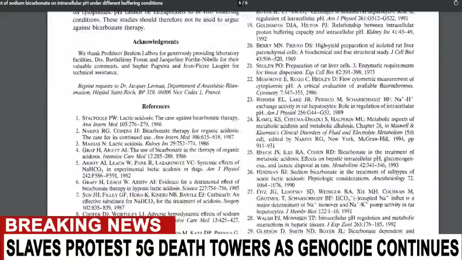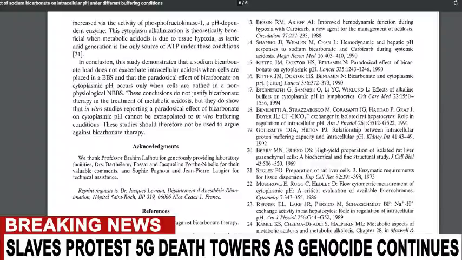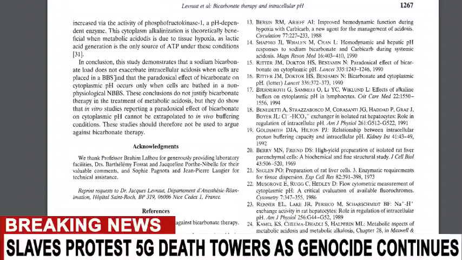In the conclusion, it was basically saying the study demonstrates that a sodium bicarbonate load does not exacerbate intracellular acidosis when cells are placed on a particular medium versus one that isn't so conducive to, let's say, an in vivo environment. But essentially, they came to the conclusion that the studies that previously cited an exacerbating effect on the acidosis should not be used to argue against bicarbonate therapy.